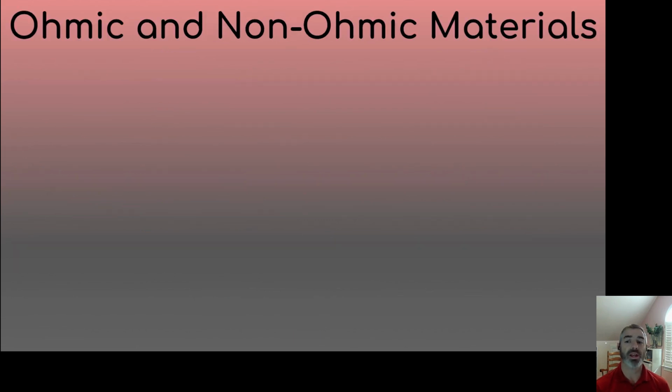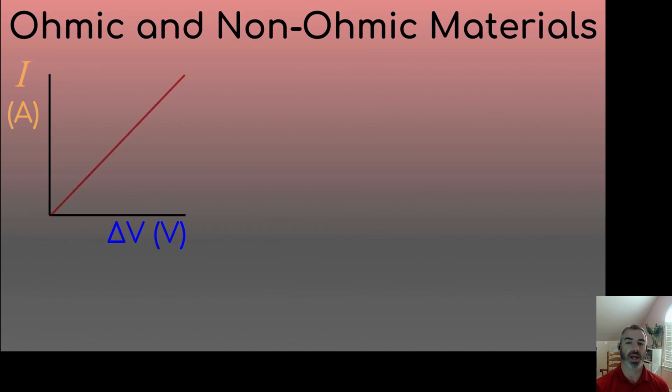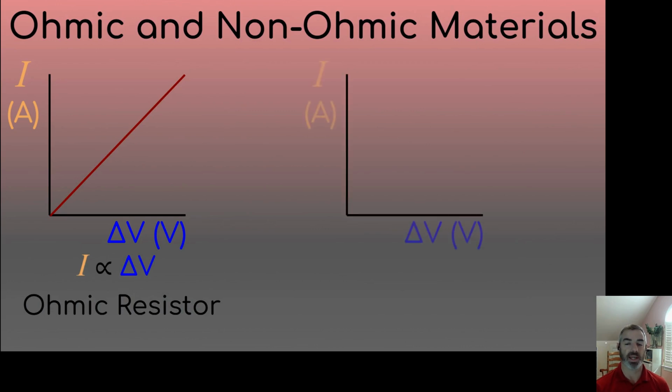Let's talk about ohmic and non-ohmic materials. So we know that an ohmic material has a direct relationship between current and potential, which means that in a graph, it would give us a straight line where the slope would represent the resistance. And this would be a graph of an ohmic resistor when taking measurements.